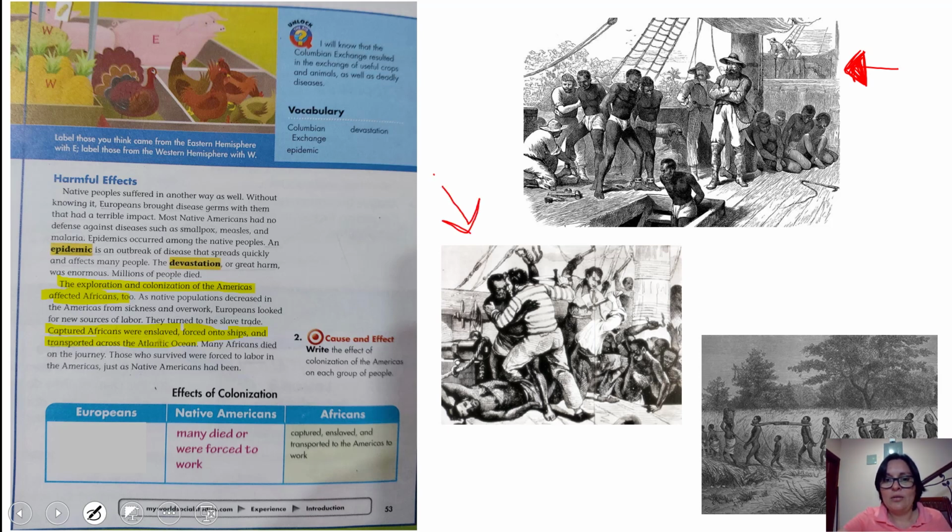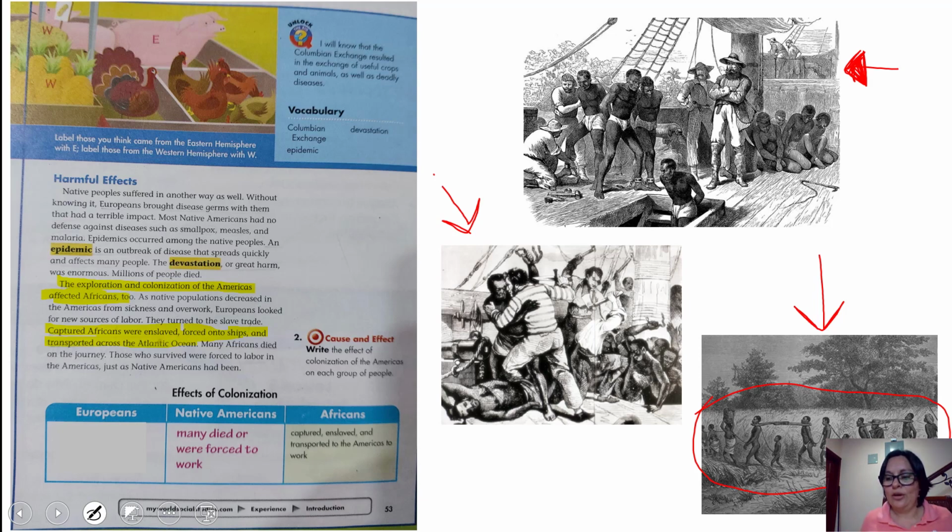Here you can see how some of them are trying to defend themselves, but many of the African people died in the journey when they were being transported to America. And those who survived were forced to work in the farms. Here you can see how they were being treated. They were being treated as slaves, as if they were animals. They were replacing the Native Americans that were dying because of the illnesses. So they were brought to the American continent to work in the farms as slaves.